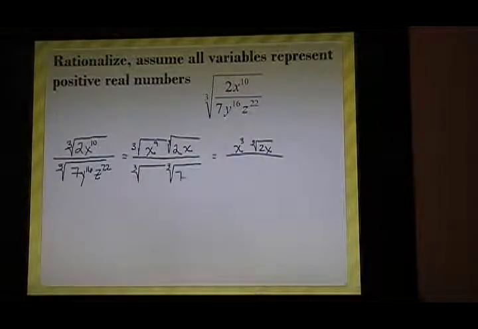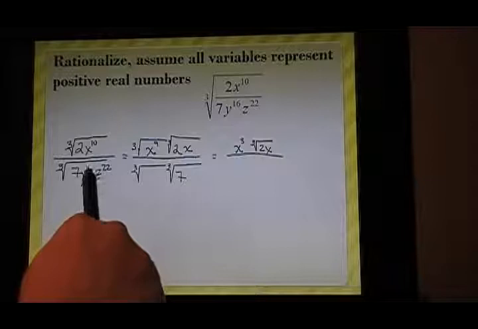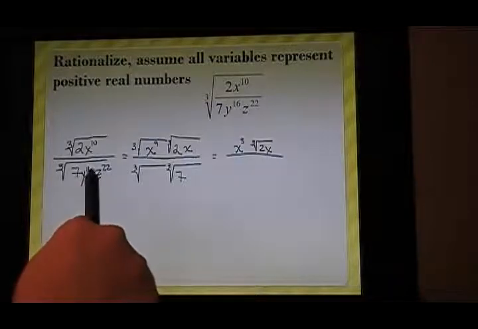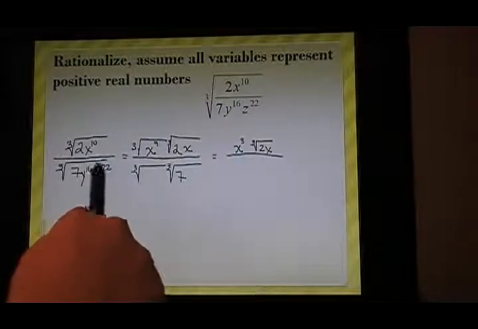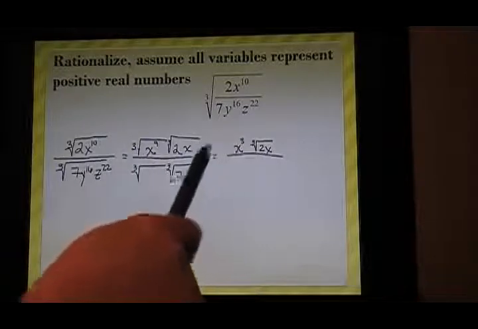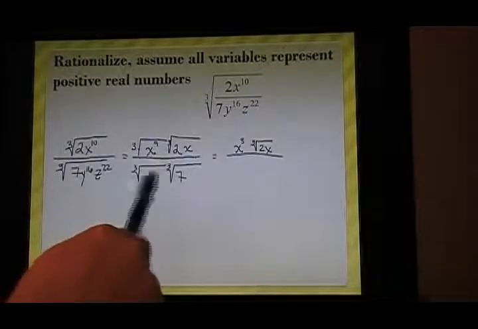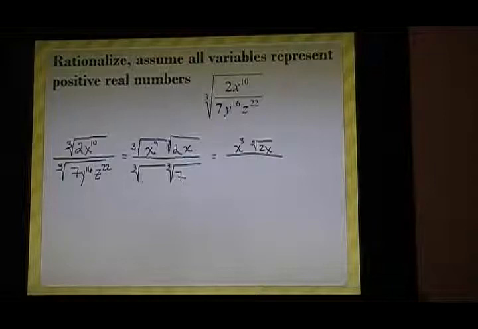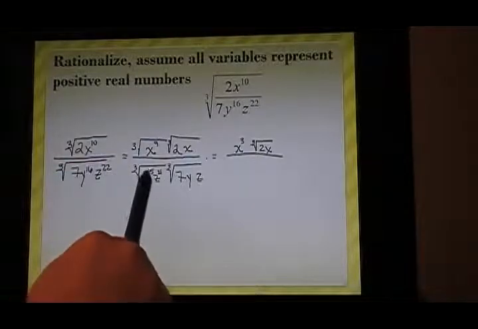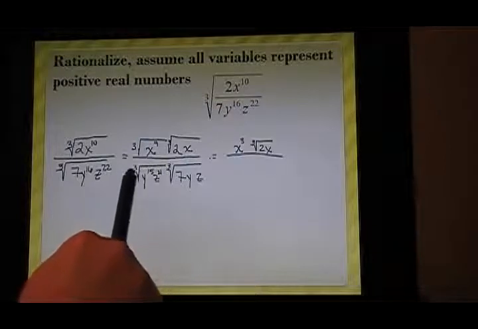I'll put that there. Y to the 16th is not a perfect cube, but y to the 15th is, because 15 is divisible by 3. So I'll do y to the 15th here, and my remaining y there. Z to the 22nd is not either a perfect cube, but z to the 21st is. So z to the 21st times z. Again, if the power is divisible by 3, it's a perfect cube.